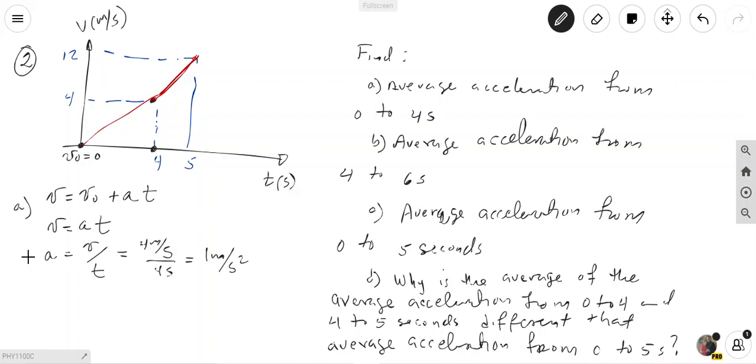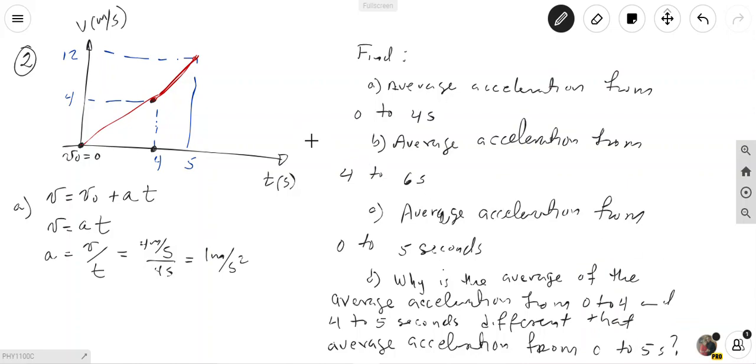So the average acceleration from 0 to 4 seconds is 1 meter per second squared, or 1 meter per second per second. In every second, we have an increase of 1 meter per second in the velocity of the car.